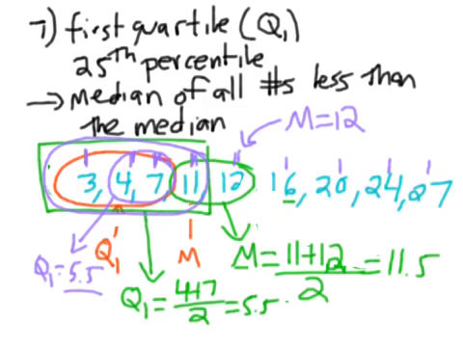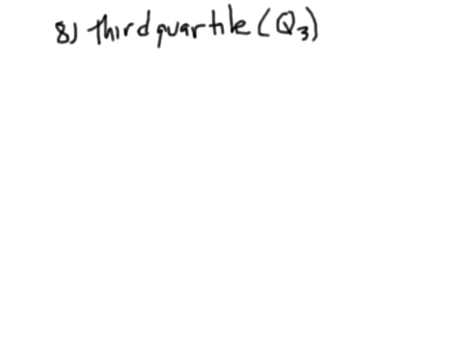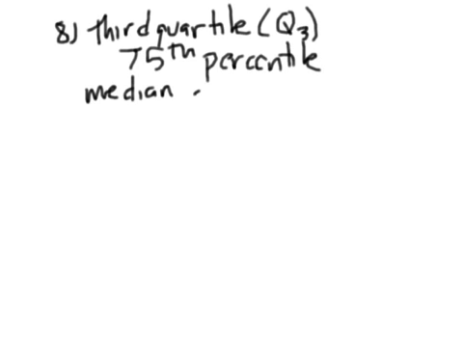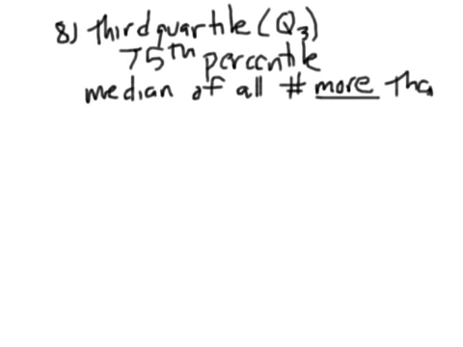Okay, I'm going to go on to the next slide, but basically we're going to talk about something called Q3 next, which works exactly the same way, but we replace the words less than with larger than. So Q3, which is called the 3rd quartile, big Q, little 3, is the 75th percentile, and it's the median of all numbers greater than the median. So it works exactly the same way as what we just did, but you just pick the bigger numbers.